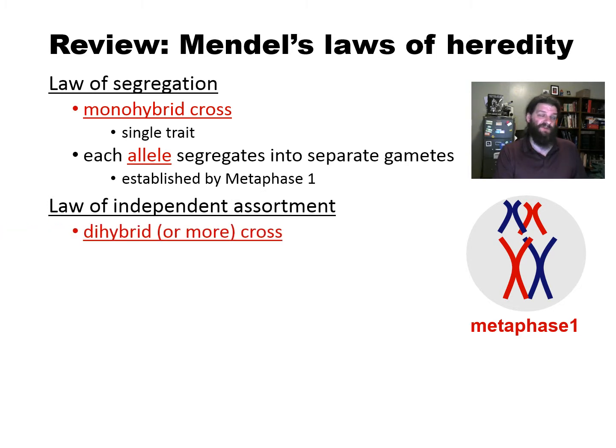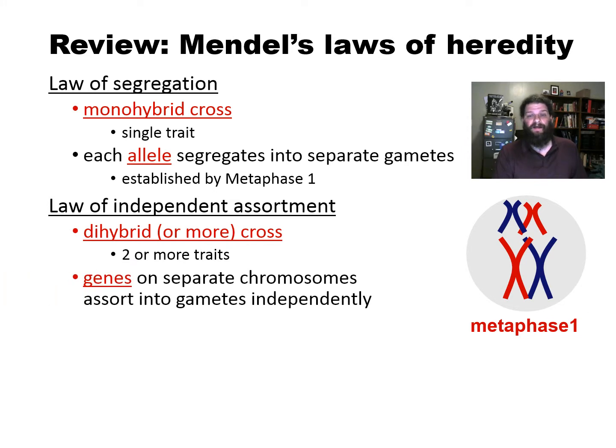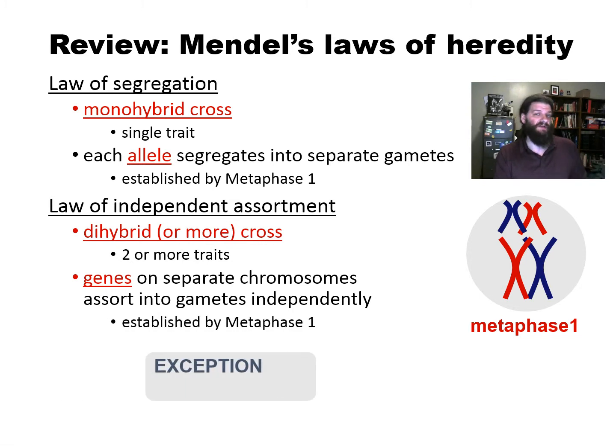Independent assortment, which he determined through the dihybrid or even more crosses, showed that the segregation of alleles takes place independently from one another. We know now, of course, that there are these linked traits that are on the same chromosome, close together, and closer to the centromere to avoid the shuffling of crossing over.